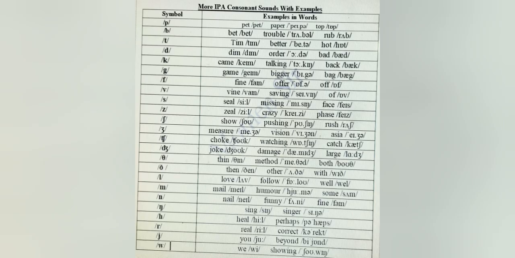So finally, if we go again the sound in a summation: p, pat, paper, top; b, bat, table, wrap; t, team, better, hot; d, dim, older, bad; k, came, talking, back; g, game, bigger, back; f, fine, over, of; v, vine, saving, of; s, seal, missing, face; z, zeal, crazy. Okay, so short sound, sh, show, pushing, rush. So next one, zha, I mean major, vision, Asia.